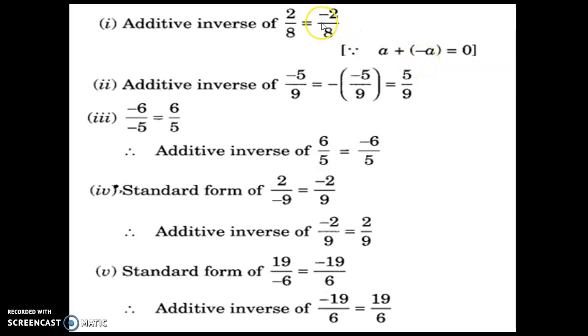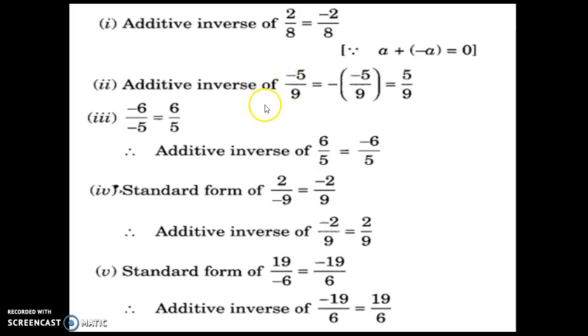Similarly, in this problem 2 by 8 is there. What if it is added to something, it will result in 0. If you add it to minus 2 by 8, it will give you 0. Understood? So similarly, we can do the next problem.